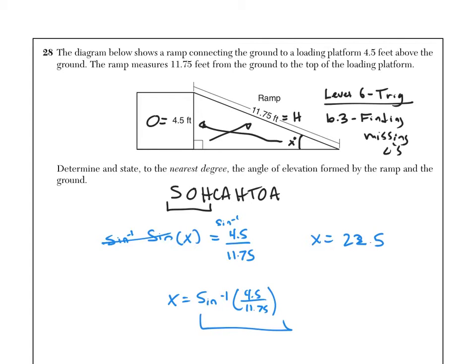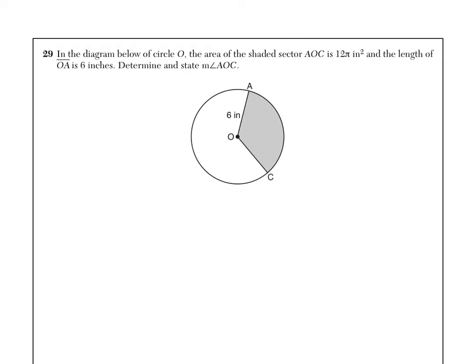22.5. Now if you look at the question, it says do this to the nearest degree, so we're going to round this up, and we're going to say that the angle of elevation is 23 degrees, right? We're rounding this up to the nearest degree. And that's it. Now remember, these are 2-point questions, so if you don't round correctly, you actually lose a full point, and you did all this great math work. So make sure you round correctly.